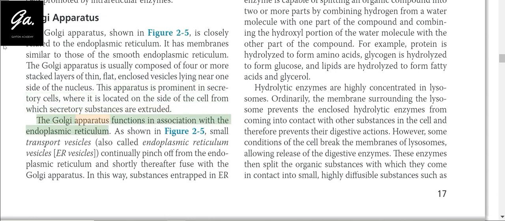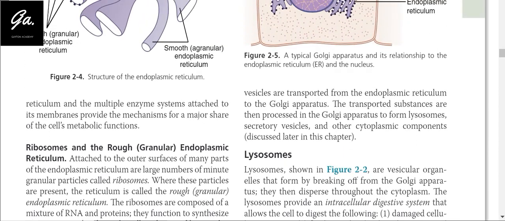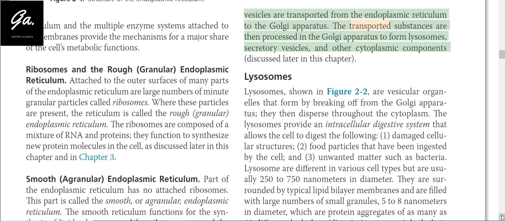The Golgi apparatus functions in association with the endoplasmic reticulum. As shown in Figure 2-5, small transport vesicles continually pinch off from the endoplasmic reticulum and shortly thereafter fuse with the Golgi apparatus. In this way, substances entrapped in ER vesicles are transported from the endoplasmic reticulum to the Golgi apparatus. The transported substances are then processed in the Golgi apparatus to form lysosomes, secretory vesicles, and other cytoplasmic components.